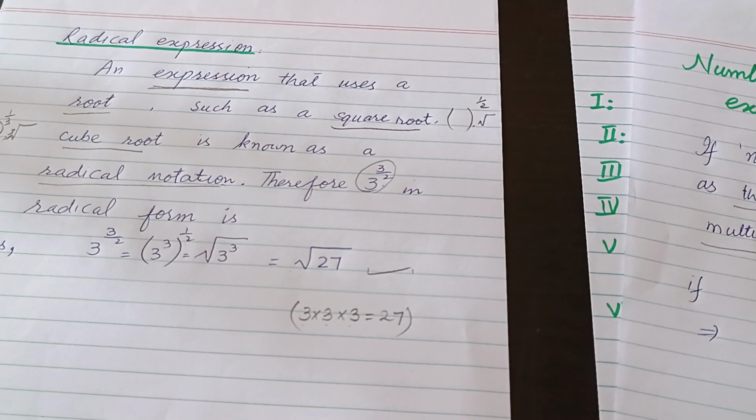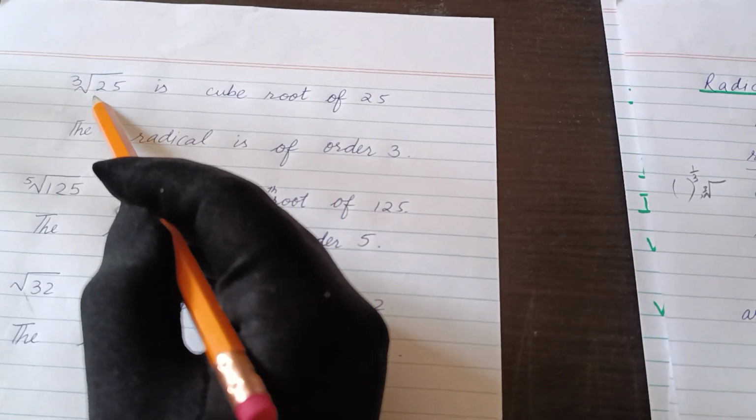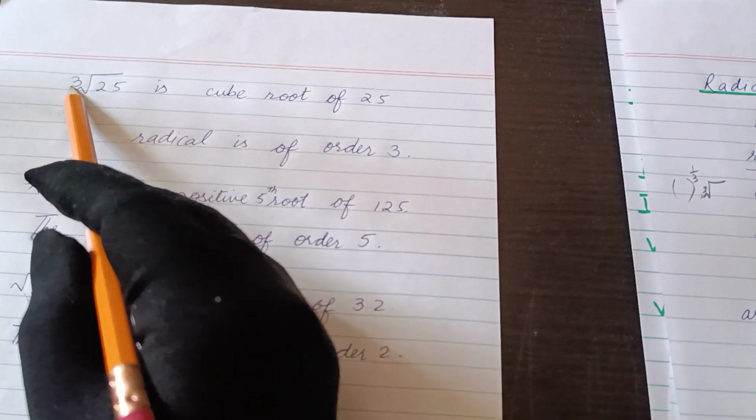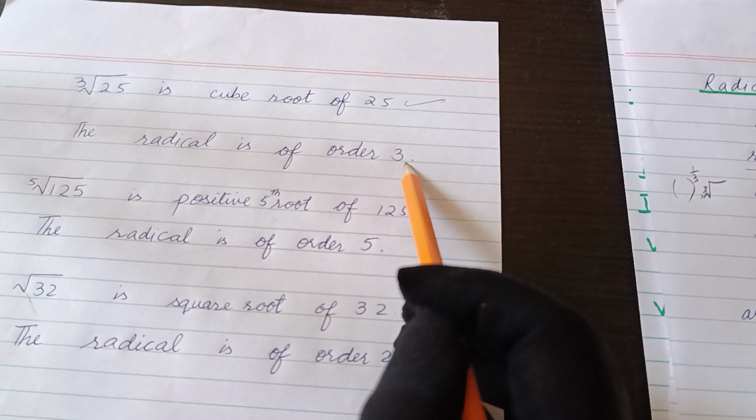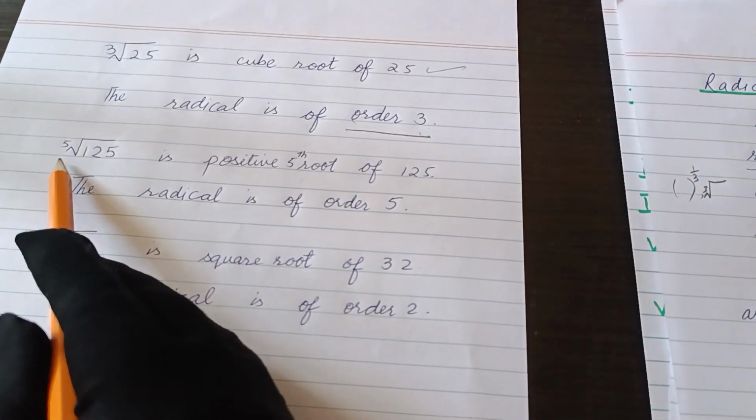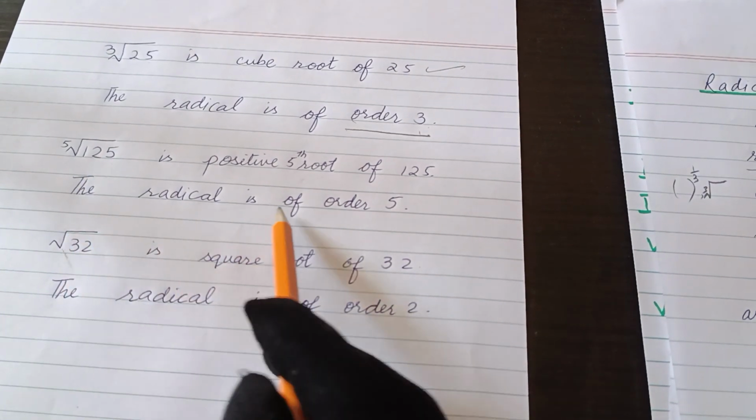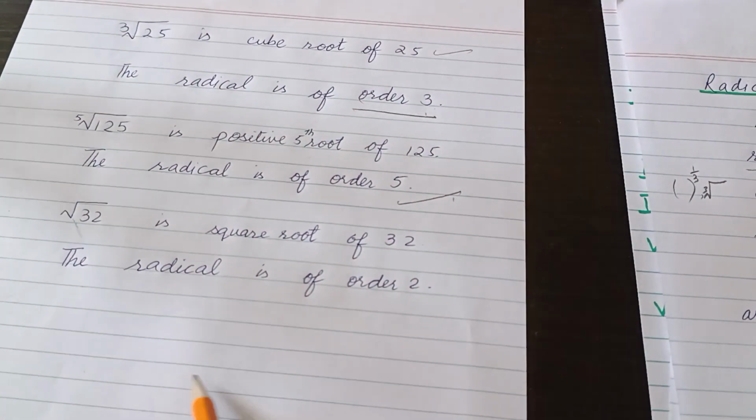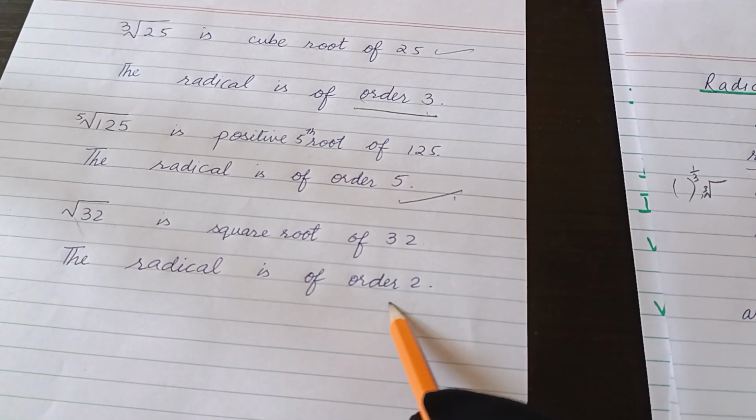Next, just a few more examples of how it is written. This is the cube root of 25, or the radical is of order 3. Fifth root of 125, or radical is of order 5. Square root of 32, or the radical is of order 2.